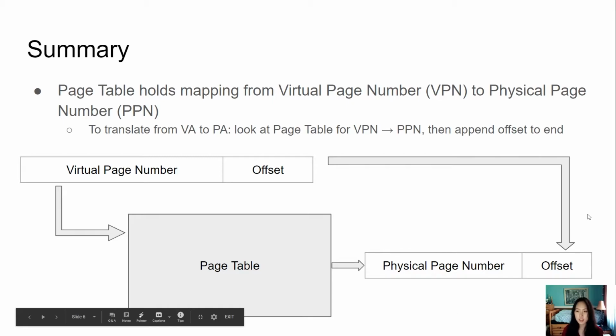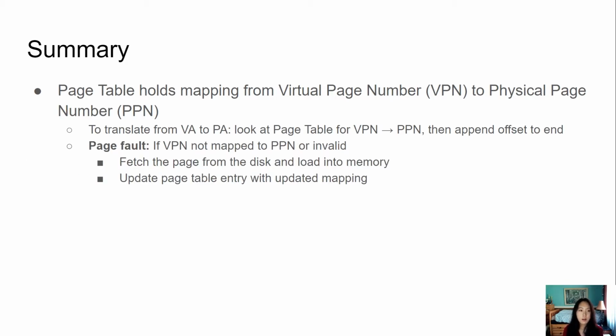From here, we can use this physical address then to look for our data in our cache or our main memory. However, if the page table does not contain a valid mapping from the VPN to a PPN, then we have to fetch the page from disk and load it into memory and update the page table entry with the updated mapping. And this is called a page fault when there is no valid mapping.